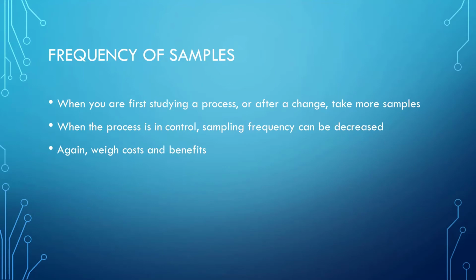When you're first studying a process, or after you've just made a change, you're going to want to take more samples because you're going to be more worried that things are out of control. But once the process is in control, then you can reduce that sampling frequency. And again, there's a cost and a benefit analysis that drives these choices.